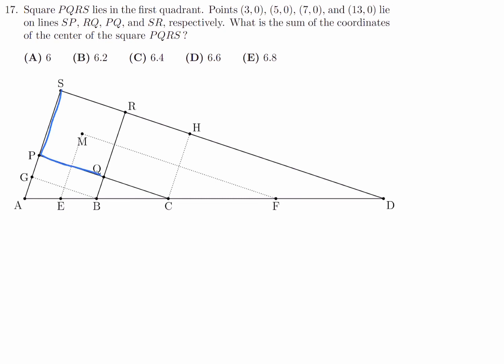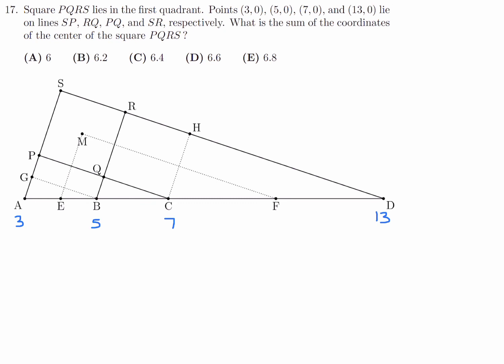So here is PQRS, and the lines SP will meet at 3, 0. RQ, which is this one, meet at B, which is 5. And then PQ extends to C, and that is 7. And then finally SR extends all the way to D, and that's 13. So that's the initial setup of the question.